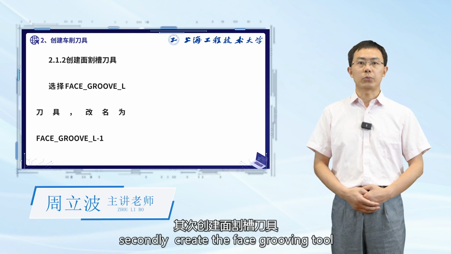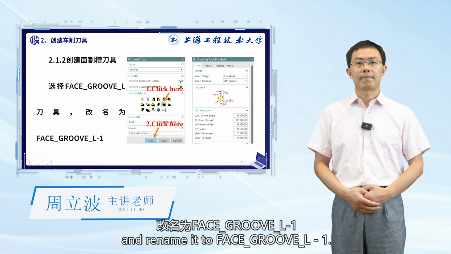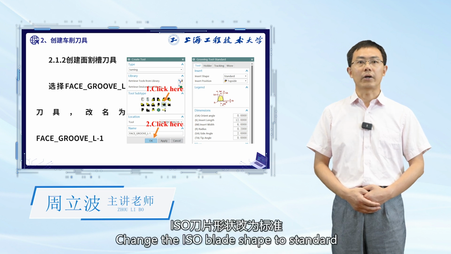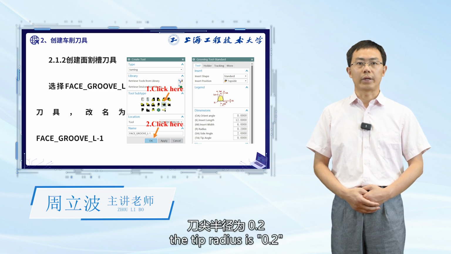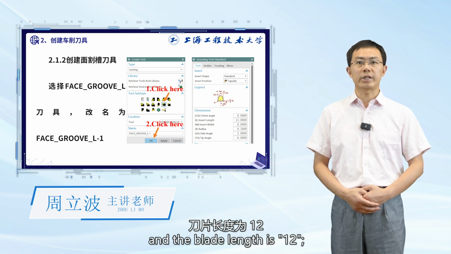Secondly, create the face grooving tool. Select the face groove L tool and rename it to Face Groove L1. Change the ISO blade shape to standard. The tip radius is 0.2. The direction angle is 0, and the blade length is 12.